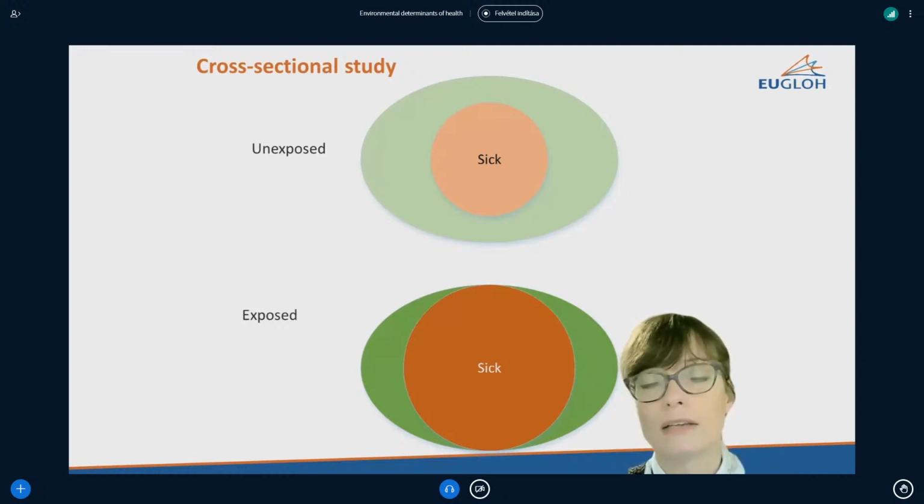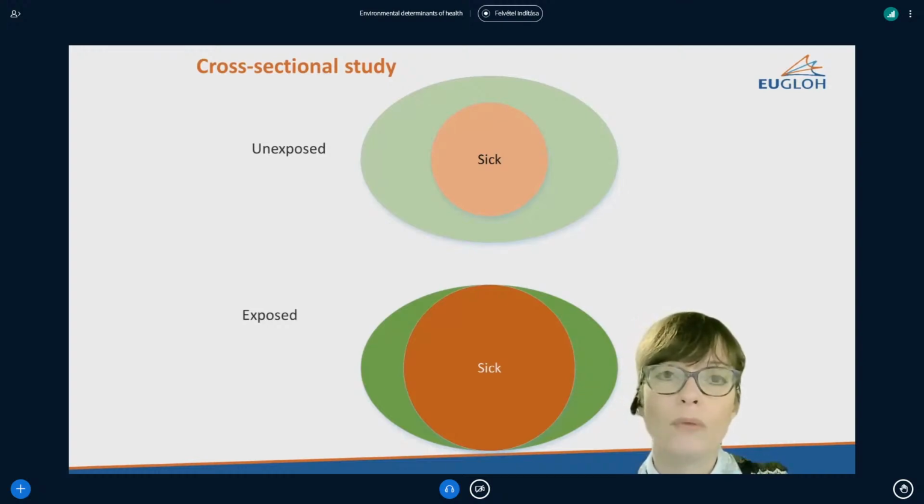And then you measure how many of the exposed and how many of the unexposed children are ill. And then you compare the percentage of sick children in both groups. And this percentage is then called the prevalence. You compare the prevalences and come up with an odds ratio.